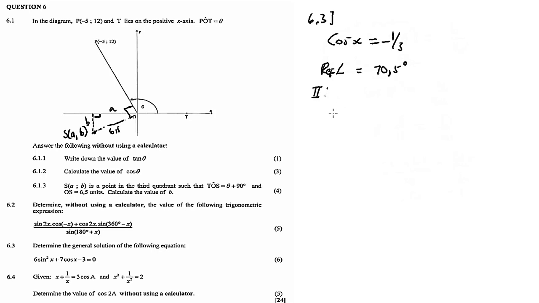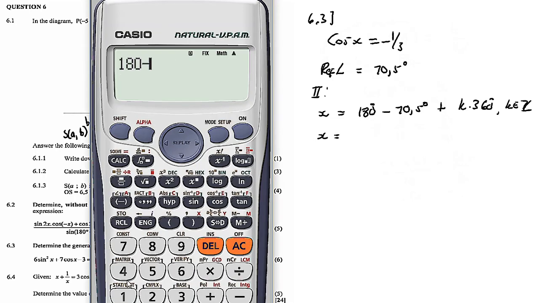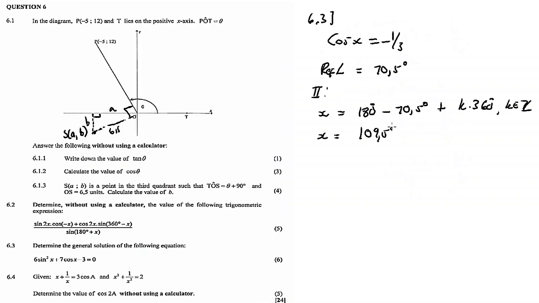And then we come back and ask, where is cos negative? Second quadrant. x is equal to 180 degrees minus 70.5 degrees plus k times 360, which is the period of the cos graph, where k is an element of the integers. x is equal to 180 minus 70.5, which is 109.5, plus k times 360, k an element of the integers.